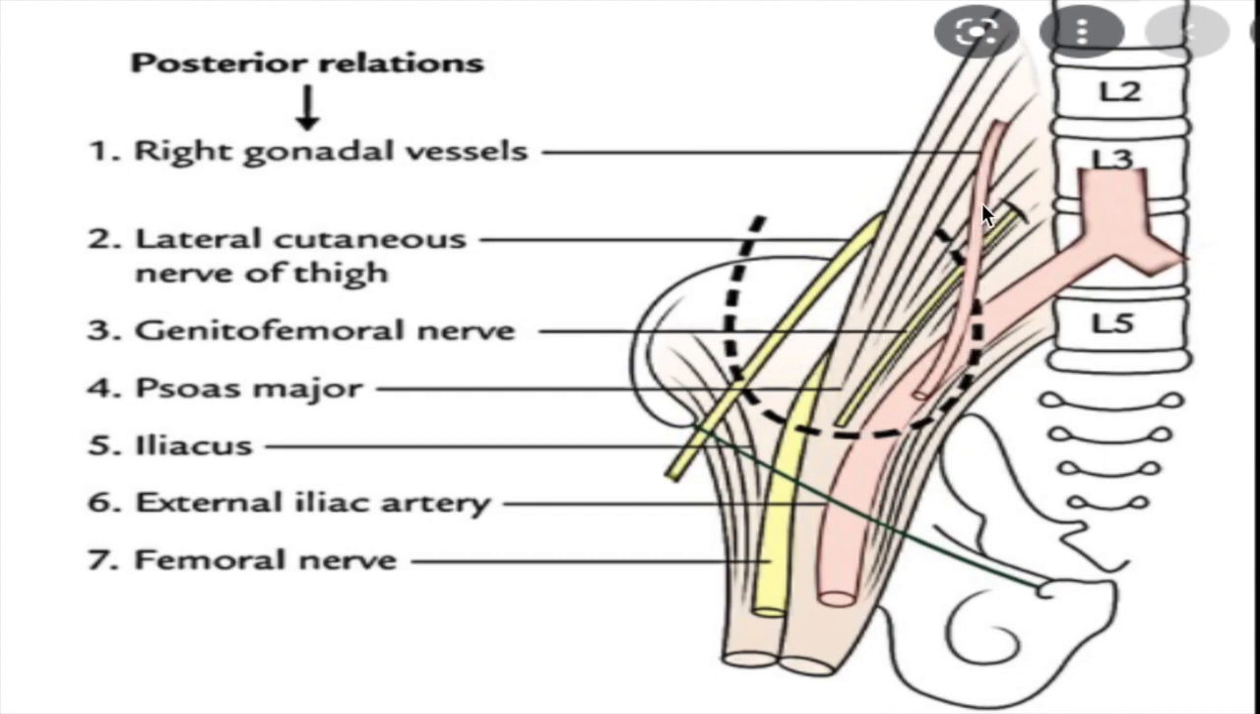And if you see the vessels, the gonadal vessels: in males, it is the testicular artery, in females, the ovarian artery. Now, especially on the right side, it is related with the right external iliac artery and nerves. If you see the nerves, this is the genitofemoral nerve, this is the femoral nerve, and this is the lateral cutaneous nerve of thigh. This is also a cutaneous branch coming from the femoral nerve. These two are the cutaneous branches of the femoral nerve only: genitofemoral and lateral cutaneous nerve of thigh. Additionally, we'll see the femoral nerve. So these are the posterior relations.